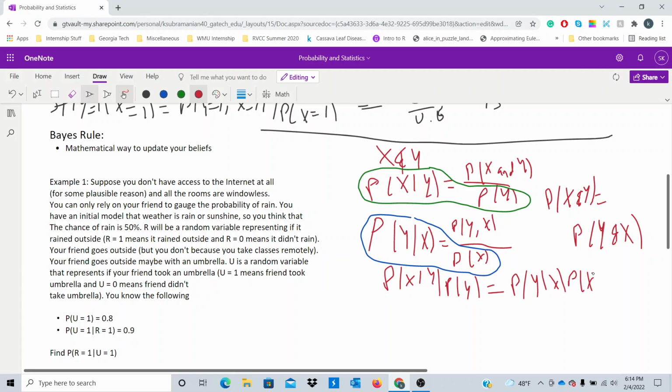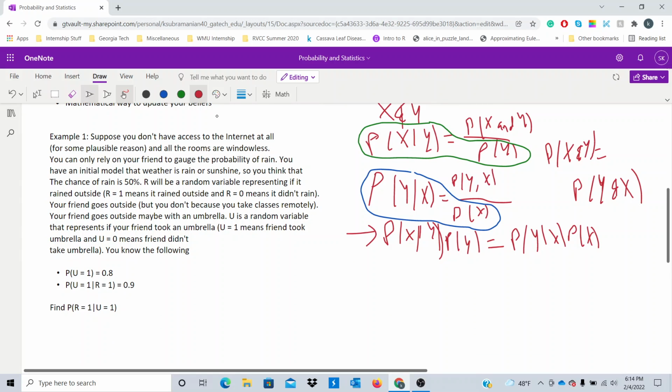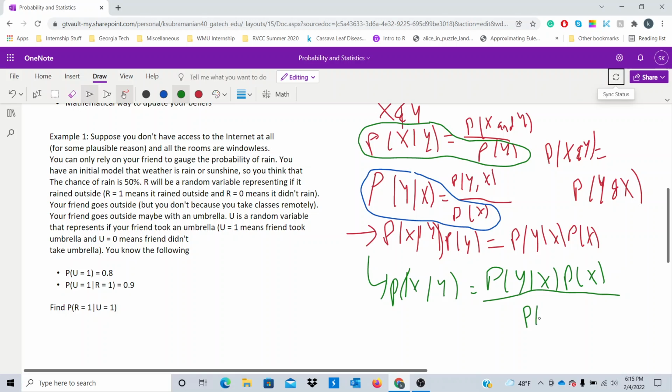Now, if we wanted to find the probability of x given y, we could simply use this equation and solve for p of x given y. So here's what we come up with. We see that the probability of x given y alternatively is equal to the probability of y given x times the probability of x over the probability of y. And that, my friends, is Bayes' rule. This is what Bayes' theorem tells you.